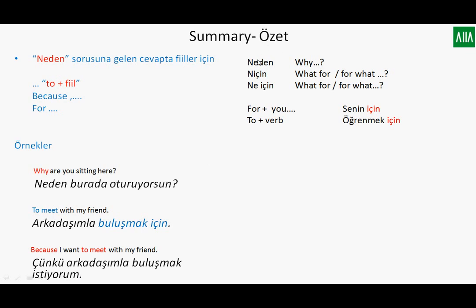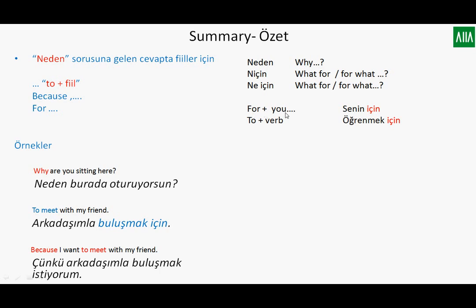So here we have three different question words to describe why. Neden, why. Niçin, what for, or you can say ne için, for what. Niçin or ne için is kind of a dialect or accent. We have two or three different ways, but the normal way is neden. But sometimes we may hear niçin in films or on the street. What for or for what, which is the same actually.